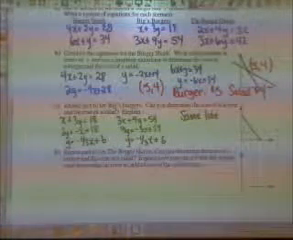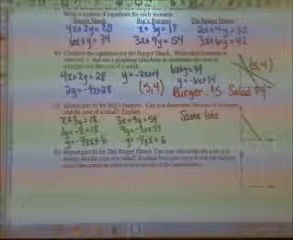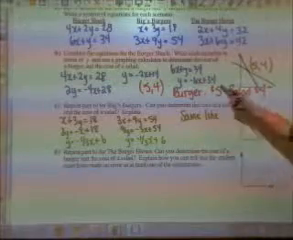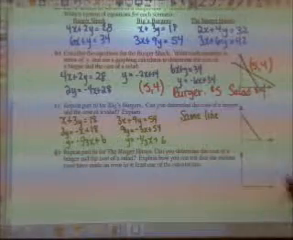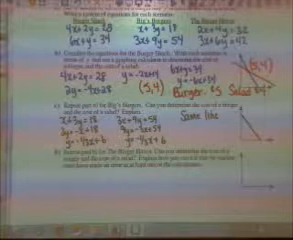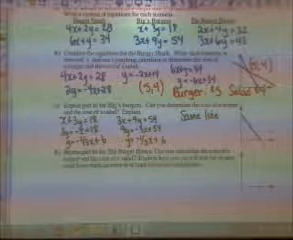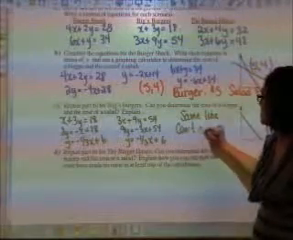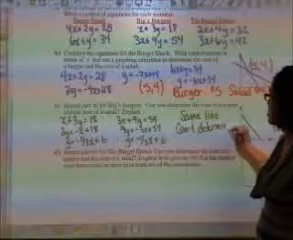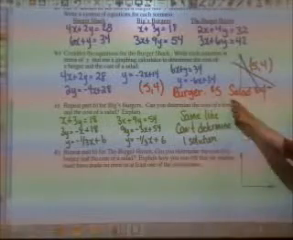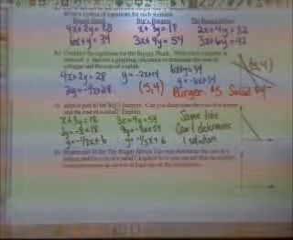Can I determine the cost of the burger and the salad? No, because their solutions, every point is the same, which means it could be this point, or it could be that point, or it could be that point. There's too many points to actually think of. So I can't actually determine the cost of the burger and the salad. So I can't determine one solution, because there's more than one solution. Every point is a solution.